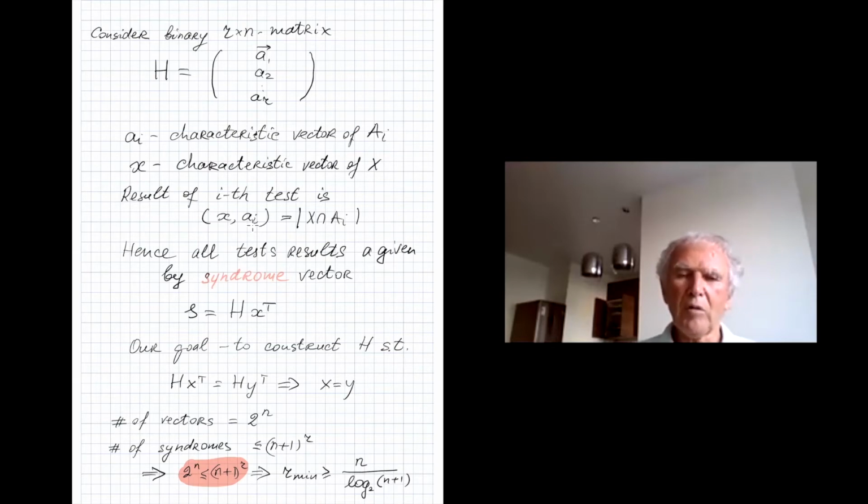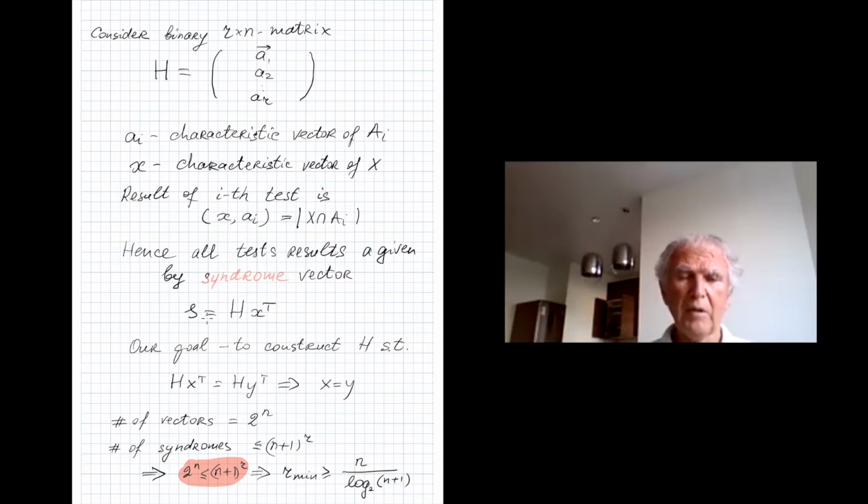So our goal is to construct a matrix H such that for different vectors which have not more than t ones, their syndromes should be different. And it's written here.